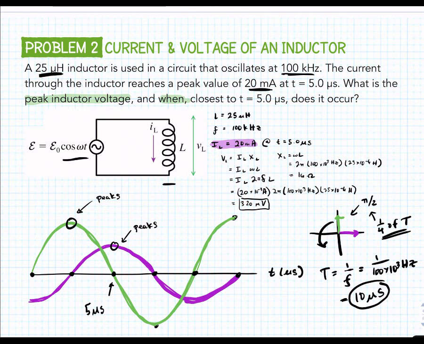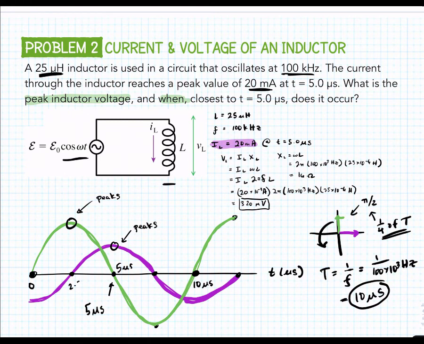So when does the other thing peak? When does the voltage peak? We know it's before 5 microseconds. How much before? A quarter of 10, right? So what's 1/4 of the period? That would be 2.5 microseconds. So the phase shift of pi over 2 means that this thing happens at 2.5 microseconds because it's 5 microseconds minus a quarter of the period.